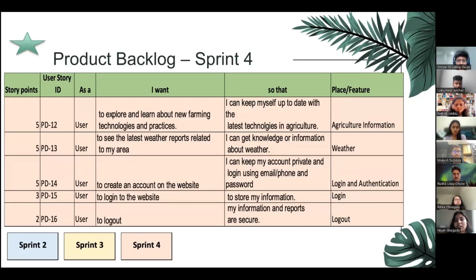And the 12th story is the user wants to explore and learn about new farming technologies and practices so that the user can keep themselves updated with the latest technologies in agriculture. And the 13th story is the user wants to see the latest weather reports related to their area so that they can get information about the weather there.